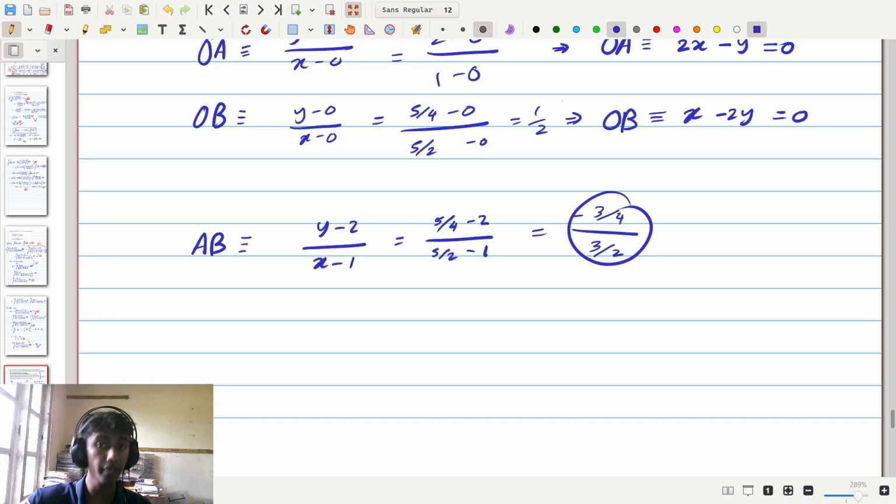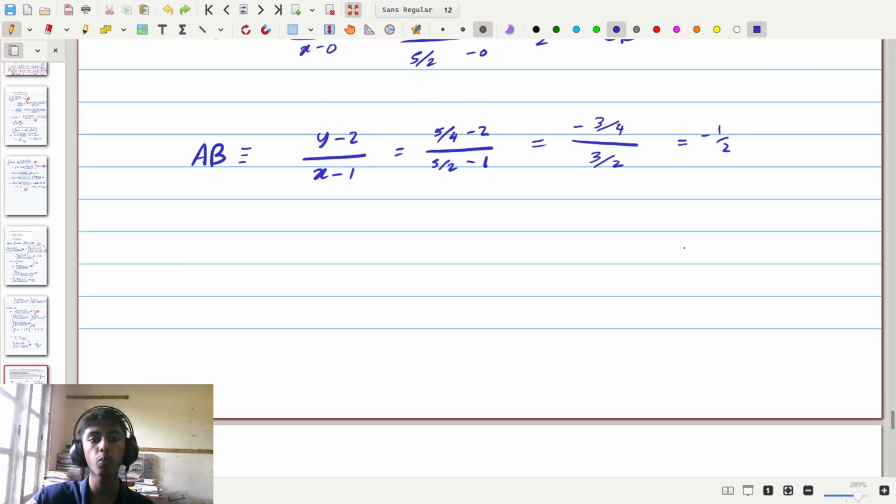Which if you simplify, we can see negative 3 over 4 divided by 3 over 2 is going to be negative 1 over 2. So we get negative 1 over 2, which means that (y minus 2) divided by (x minus 1) is equal to negative 1 over 2. Cross multiplying, we can see that 2y minus 4 must be equal to 1 minus x. Now if we take everything to one side, we have x plus 2y minus 5 equals 0.